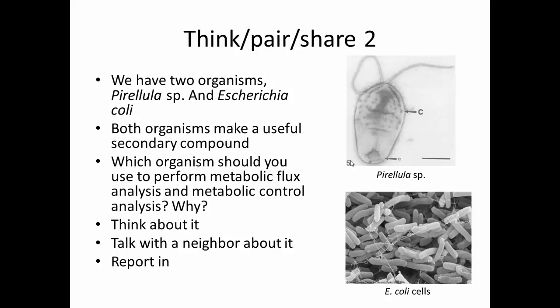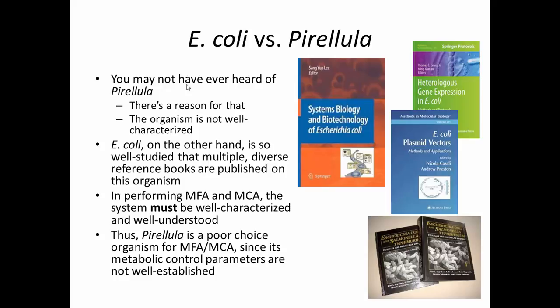So we can think about these two species here, and why wouldn't we want to use either of them? Why wouldn't we want to use this Pyrrolula? Who cares? Had you even heard of Pyrrolula before I mentioned it just now? Well, you may not have ever heard of it, and there's a reason for that. The organism is not very well characterized. E. coli, on the other hand, is so well characterized that there are not only a lot of papers published on E. coli and what it does metabolically.